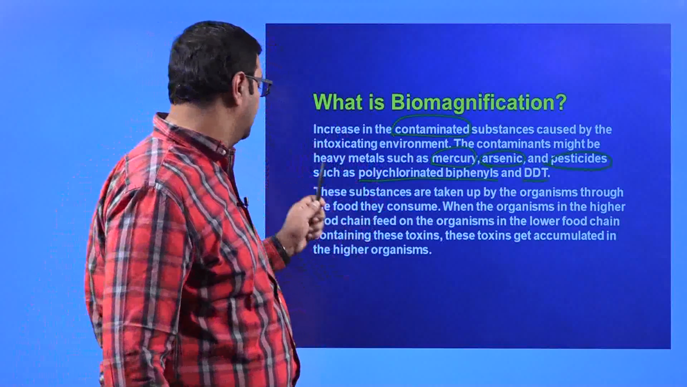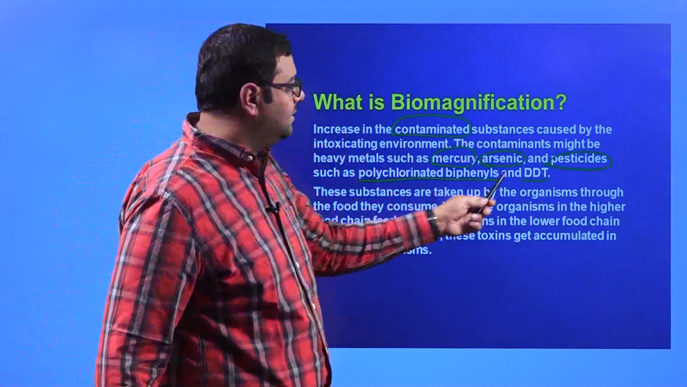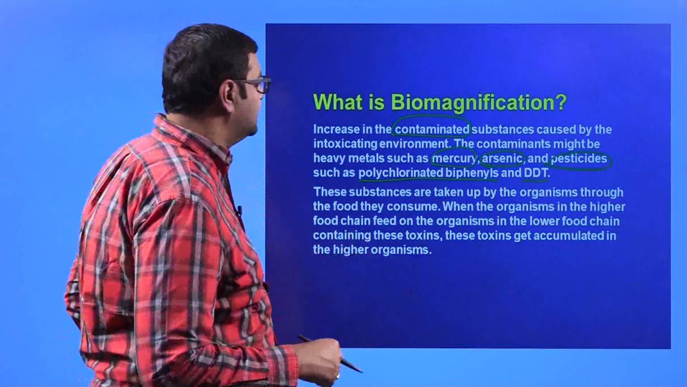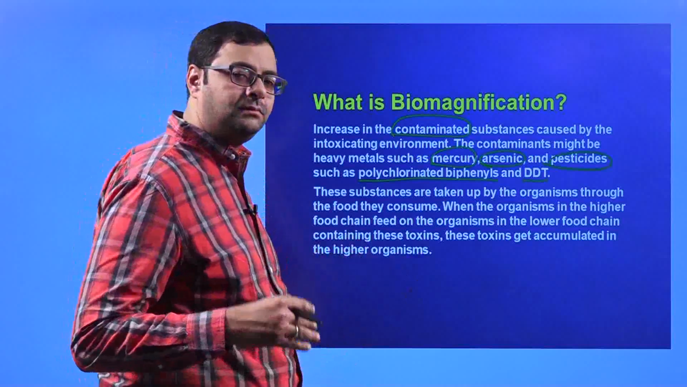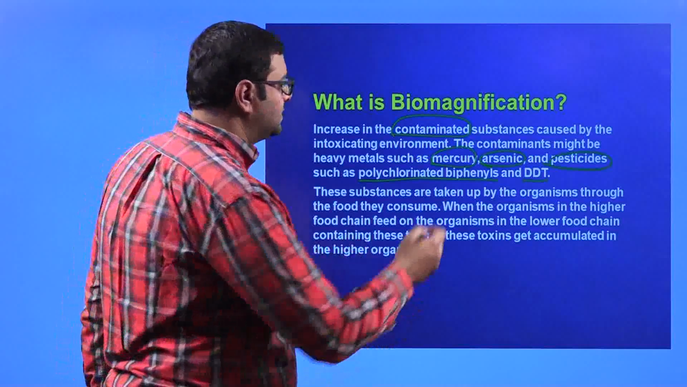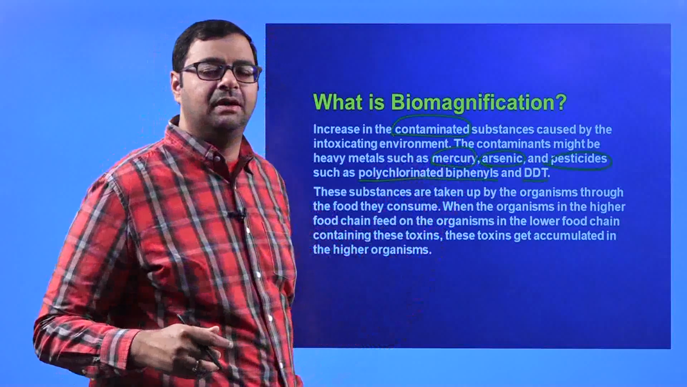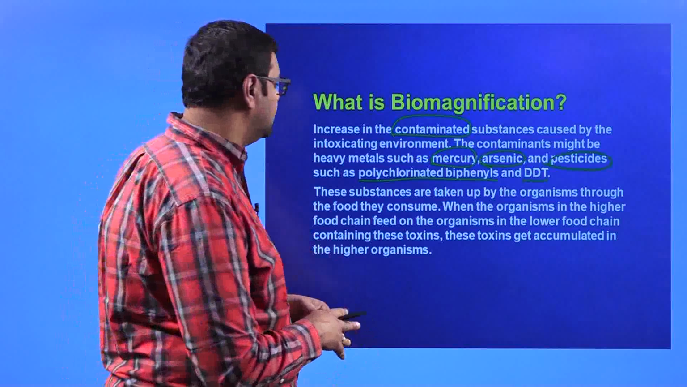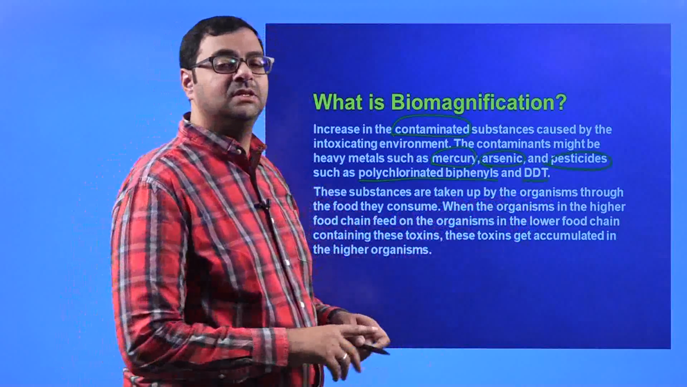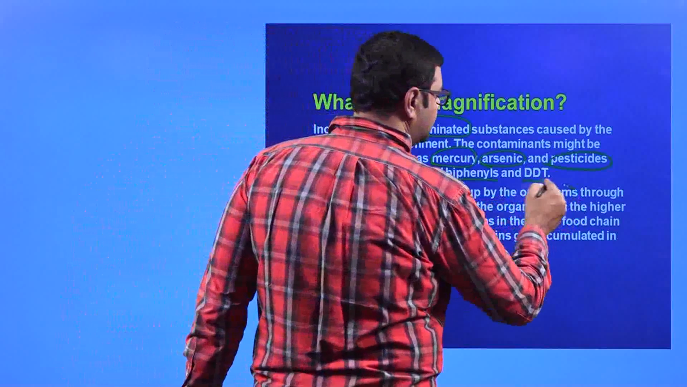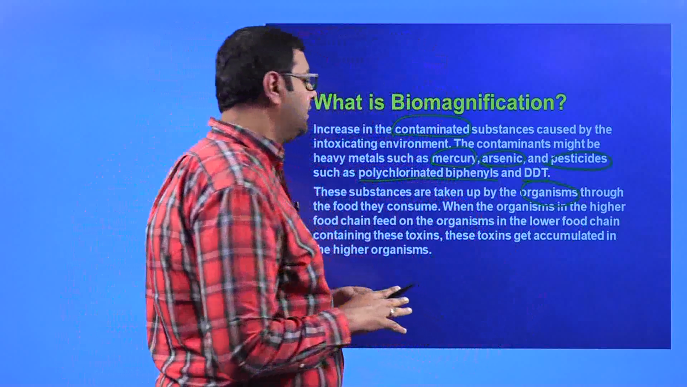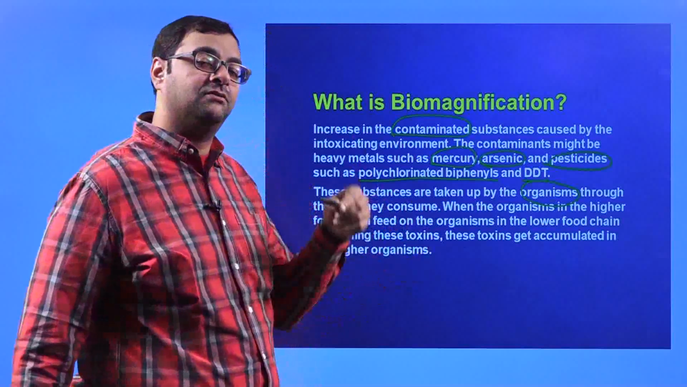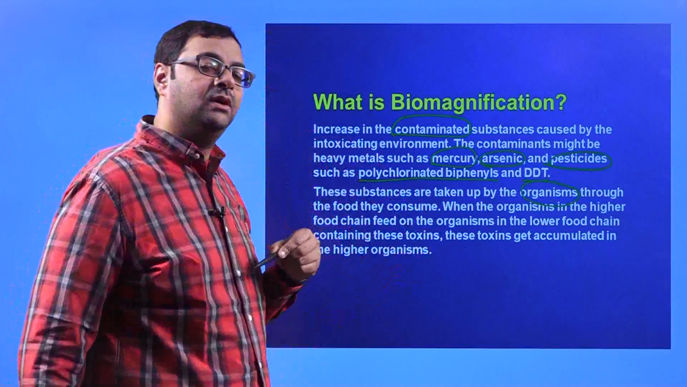Then these substances are taken up by the organisms through the food they consume. So say for example, on the plant all these pesticides and heavy metals are present. Now that plant is being consumed by an organism, say a deer. Now through the food they are entering. So the plant is food for the deer, and from the food it is entering into the deer.